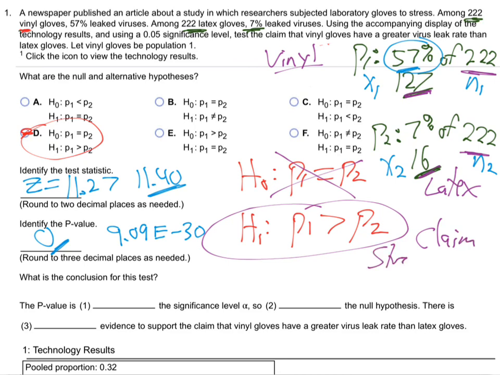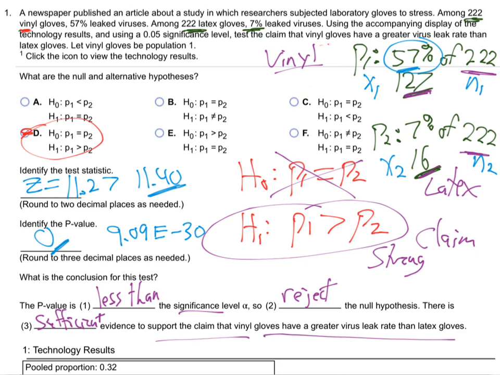So that's strong evidence, right? 5%. There's sufficient. So what is the conclusion? The p-value is less than the significance level, right? The p-value is really low. So what are we going to do? We're going to reject the null, huh? Reject the null. There is sufficient evidence to support the claim that vinyl gloves have a greater leakage. Wonder if that's true, or if they just made up these numbers.